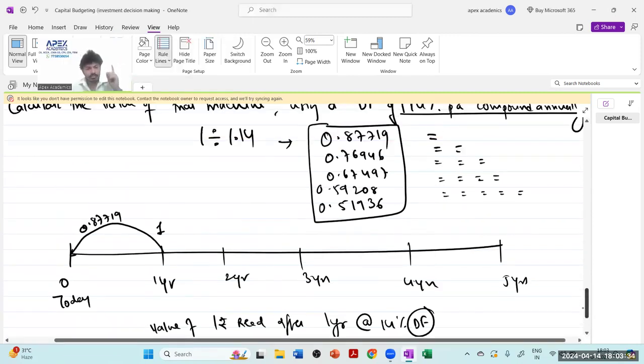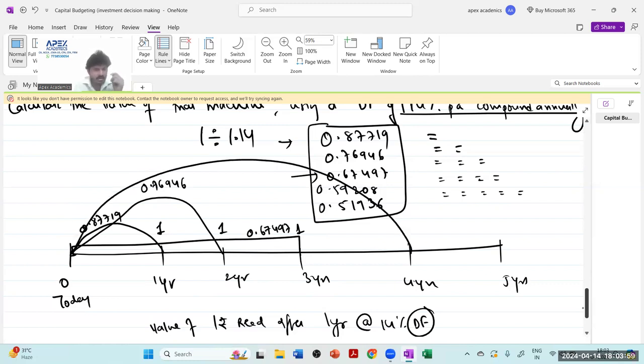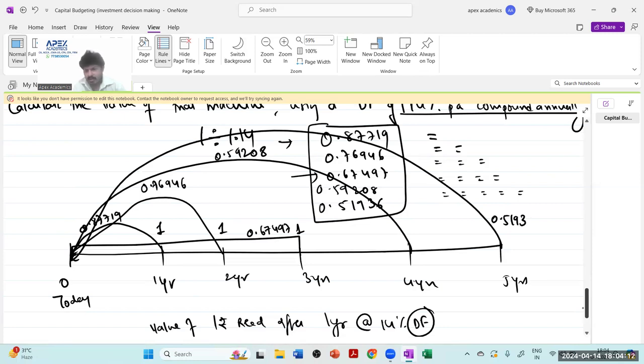What is the value of 1 rupee received after 2 years? Your answer is 0.76946. What is the value of 1 rupee received after 3 years? Your answer is 0.67497. What is the value of 1 rupee received after 4 years? The answer is 0.59208. What is the value of 1 rupee today that you will receive after 5 years? Your answer is 0.51936.